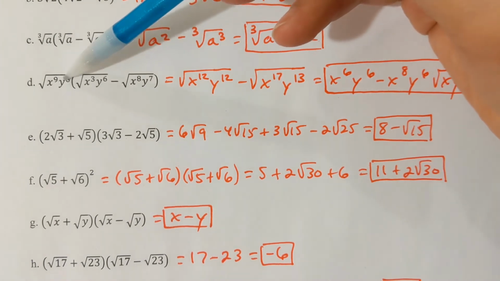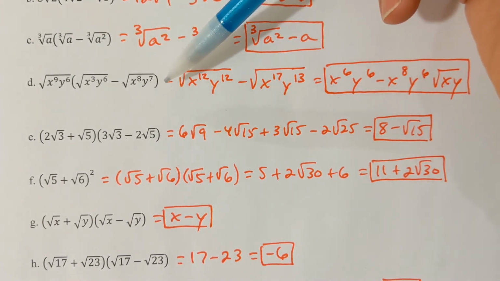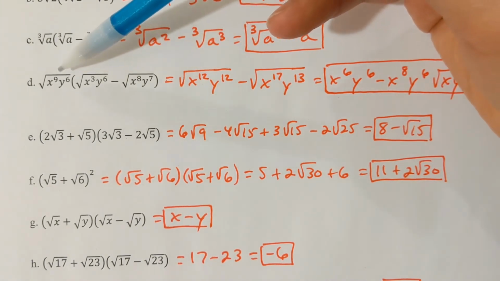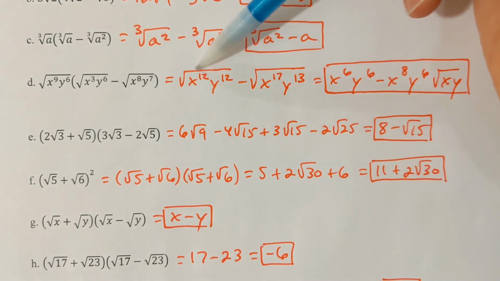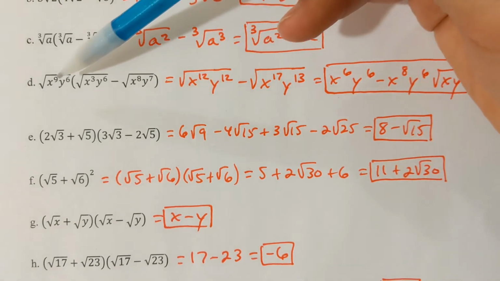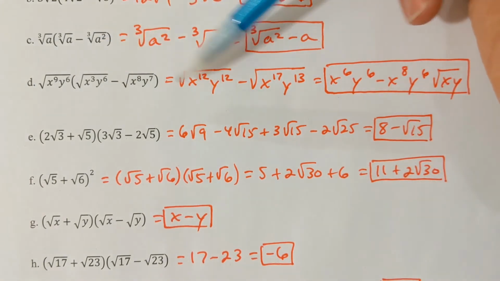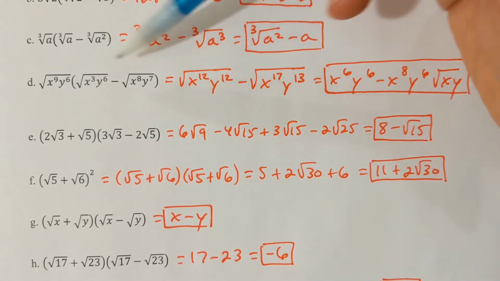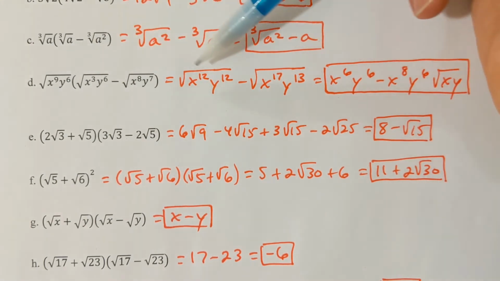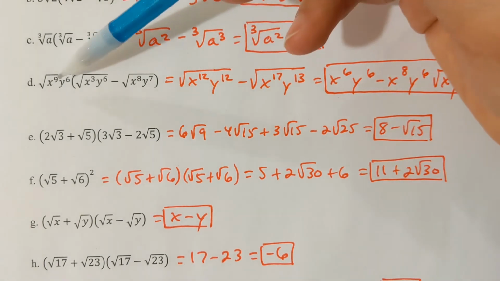Part D, again, we're going to distribute. So the square root of x to the 9th y to the 6th times the square root of x cubed y to the 6th as a single radical would be the square root of, keep the base and add the powers, x to the 9th times x cubed, that'd be x to the 12th. y to the 6th times y to the 6th is y to the 12th.